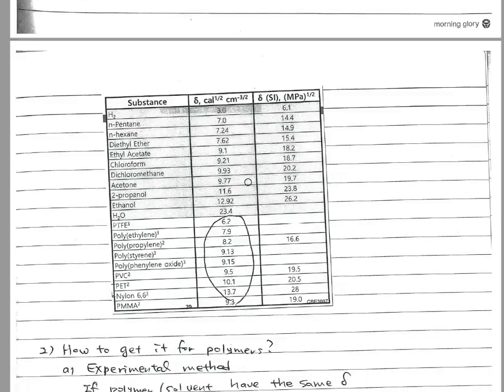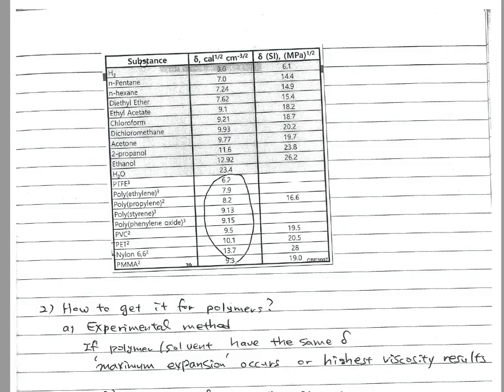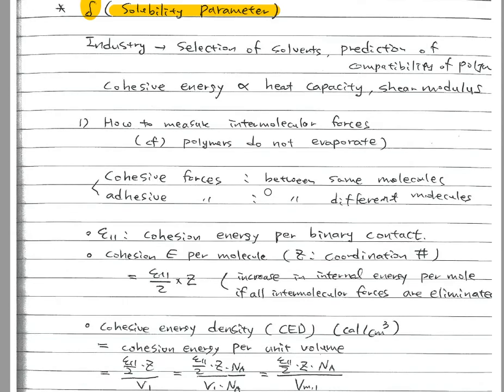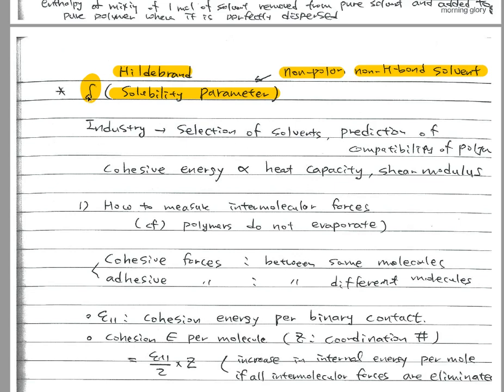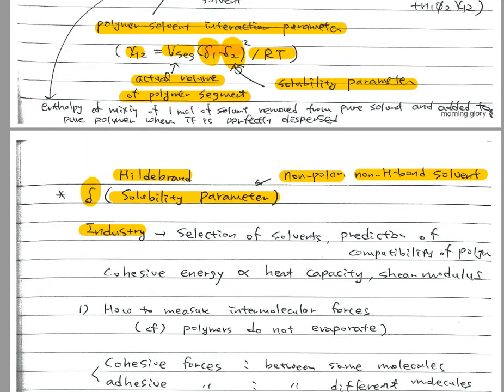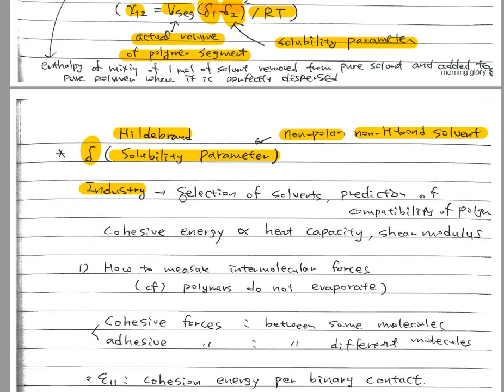Let's see an example here, right? For different solvent, different polymers, these delta values are already given. Many scientists have already determined them. Okay? And these delta values are used in many different applications, for example, in industry. And we already have seen that if these delta values are close to each other, they basically like each other. Okay, so when you need to select solvent or predict compatibility of polymer, etc., you use this delta value.